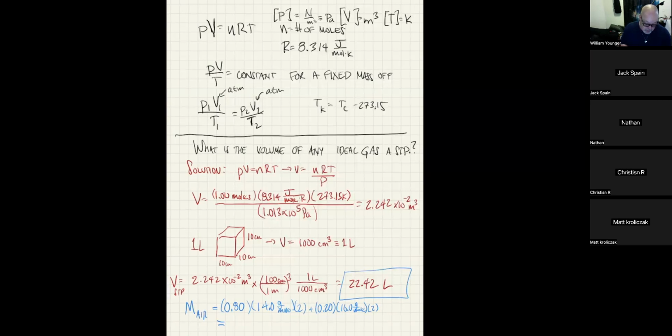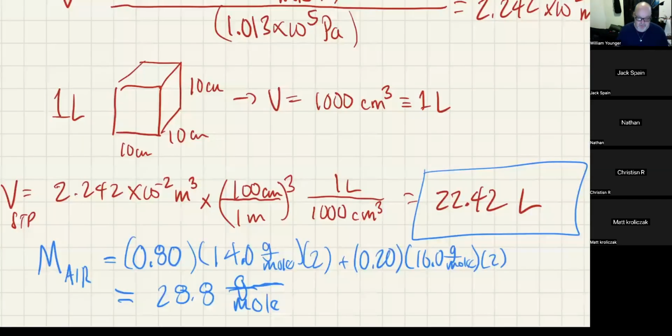So 2 times 14 times 0.8, that gives me 22.4. And then 2 times 16 times 0.2, that gives me 6.4. And I add that to 22.4, and that gives me 28.8 grams per mole. So that's actually how you're supposed to reconnoiter, if you will, a molecular weight for air because of its mixed composition.